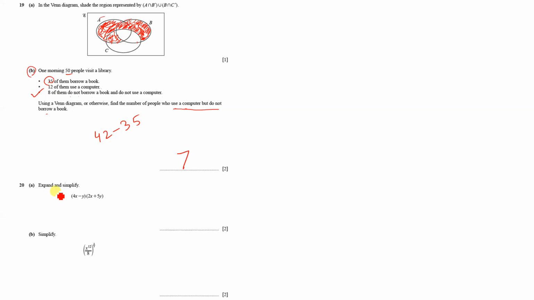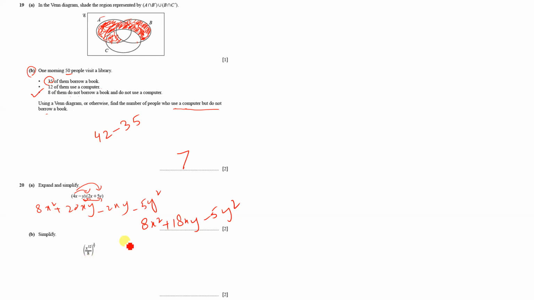Question number 20. Expand and simplify. So first of all, expand 8x square, 20xy, minus 2xy, and this is plus 5, minus 5y square. So after simplification we have 8x square plus 18xy minus 5y square.